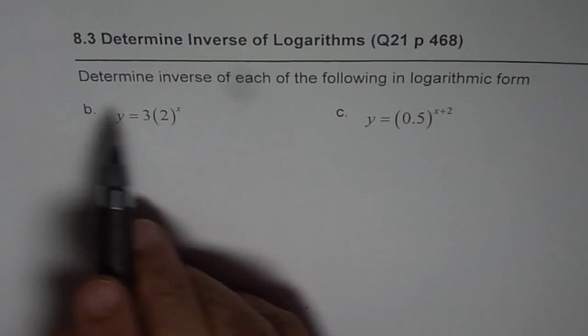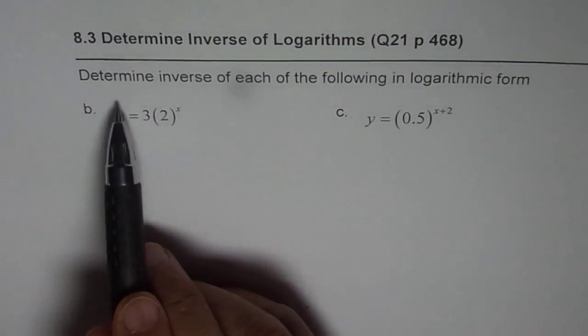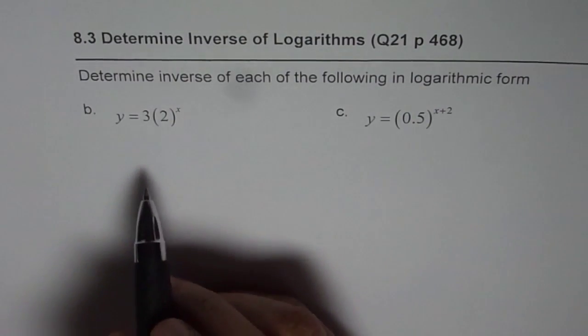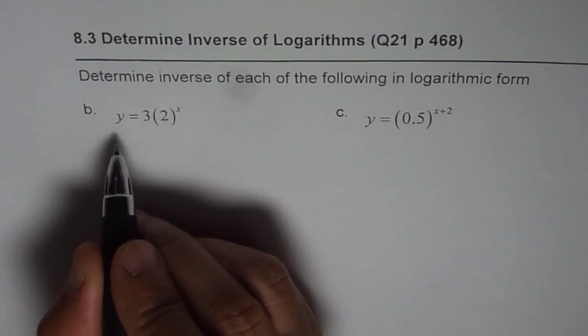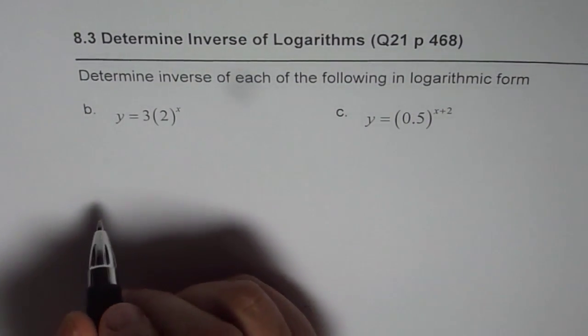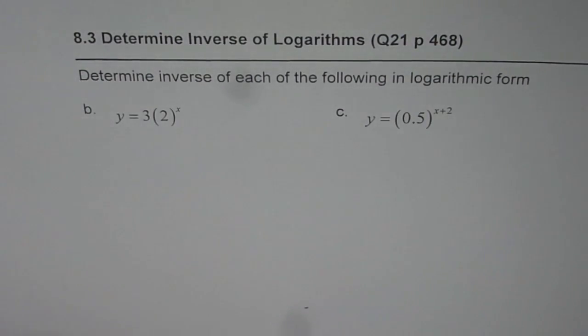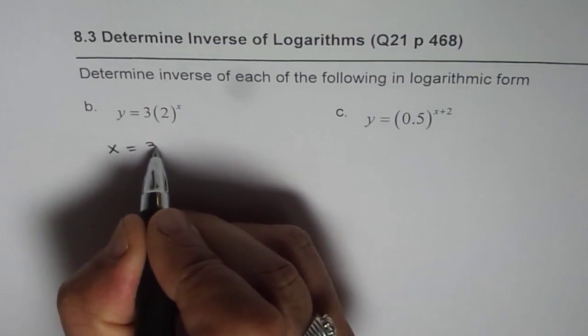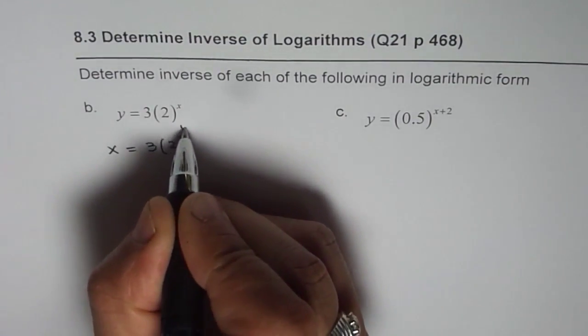So basically I've changed the question a bit. I write: determine the inverse of each of the following in logarithmic form. So let's see how to do that part. We have y equals 3 times 2 to the power of x. We'll follow the normal procedure, swap x and y. So we can write this as x equals 3 times 2 to the power of y.